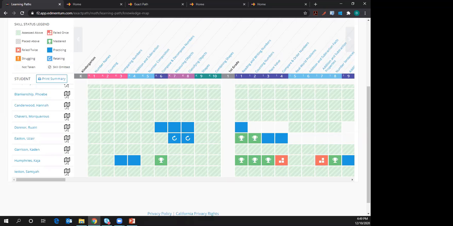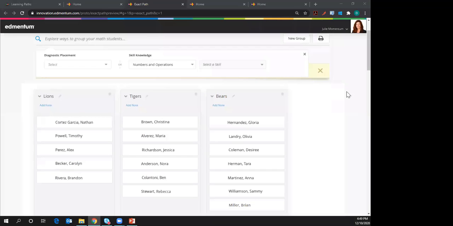So what I can do in that case, let me pull this up really quick, is I can leverage the Exact Path grouping tool. This grouping tool is a real-time grouping tool. So what does real-time really mean? Well, I told you that this all started with a diagnostic, but that diagnostic test, maybe that happened a month ago, or 3 weeks ago even, or 2 weeks ago. Do I want to build groups based off of that data? Or would I rather pull from data that's current from today, from an hour ago? That's the data that I want. And this grouping tool pulls from the most current achievement data.